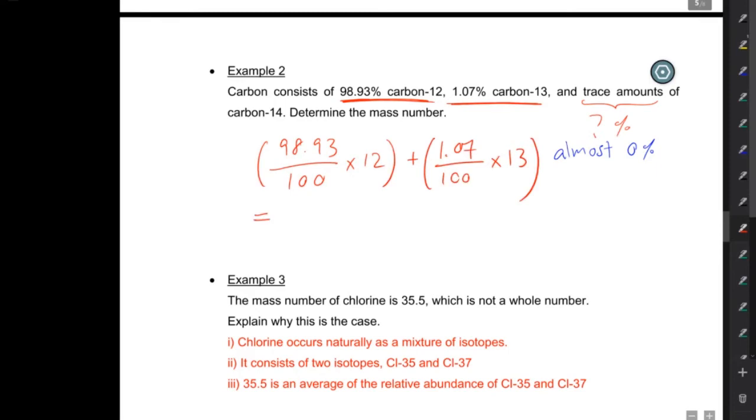Right, do the math, this will be equivalent or close to 12. And that's why for carbon itself, if you look at the periodic table, you realize that the mass number of carbon, or in other words, the nuclear number, is equivalent to 12. Now, that's the calculation itself, but how do we explain it if the question were to ask us to do so?